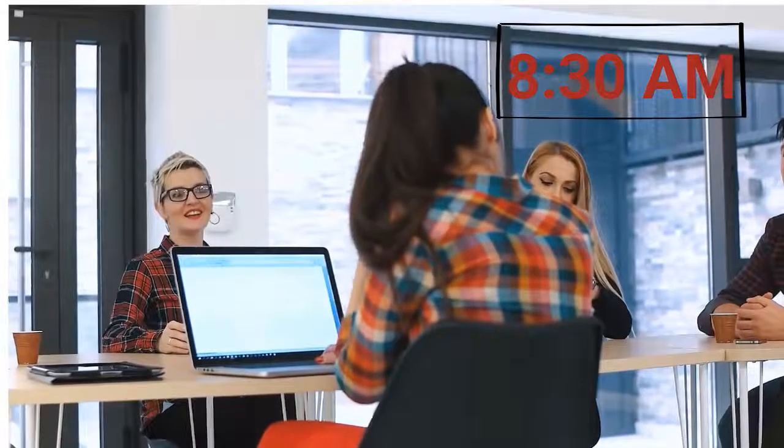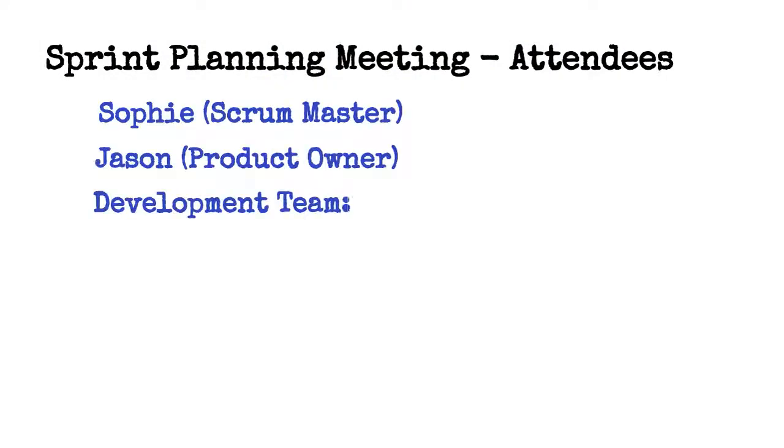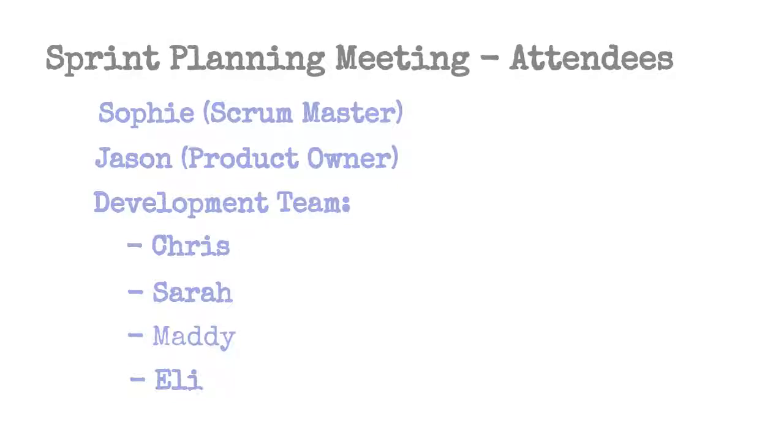It's 8:30 a.m. on Monday morning, and the sprint planning meeting is ready to begin. The meeting is scheduled for the next 2 hours, and everyone is looking forward to getting the project up and running. In addition to Sophie, the product owner, Jason, and the development team, Chris, Sarah, Maddie, and Eli, are in attendance. The meeting begins with Jason describing each item contained in the product backlog.